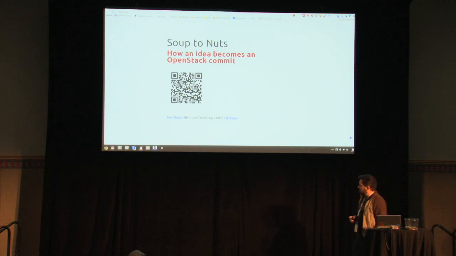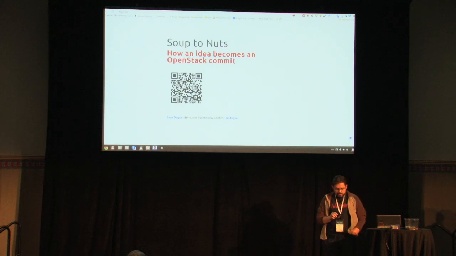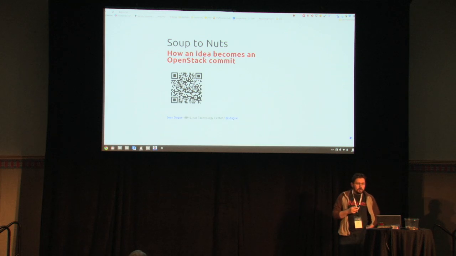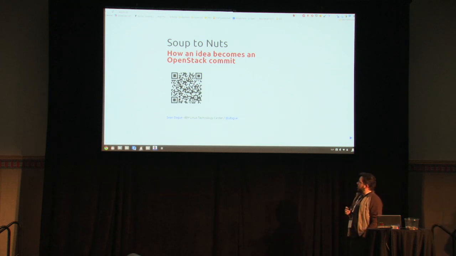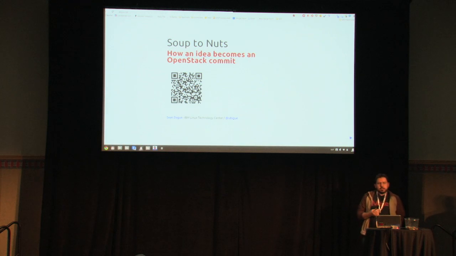I'm a core contributor on Nova, the QA team, Tempest, DevStack, and some of the upgrade testing on Grenade. I review a lot of patches. And so today, I figured I would give an introduction about what it really takes to get from having an idea about something that you want in OpenStack all the way through to commit.